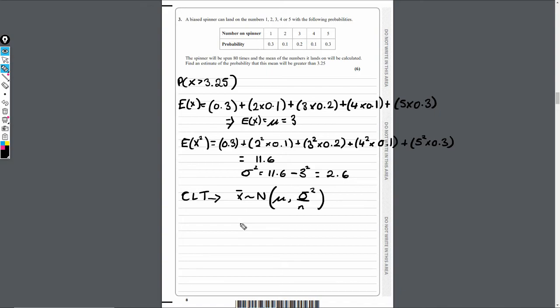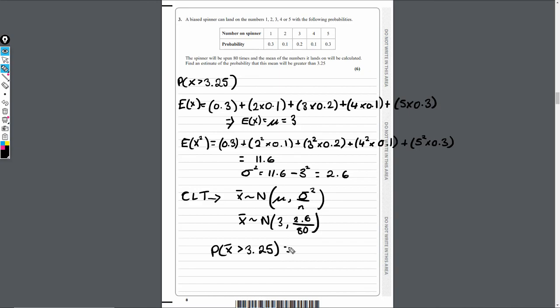So doing this now, what's this going to be? Well, we've worked out the mean, that was 3. My variance was 2.6, so this will be 2.6 divided by n, which is 80. So we've got this now, and now we can actually do this. It's going to be the same, but with x bar: the probability that x bar is greater than 3.25.